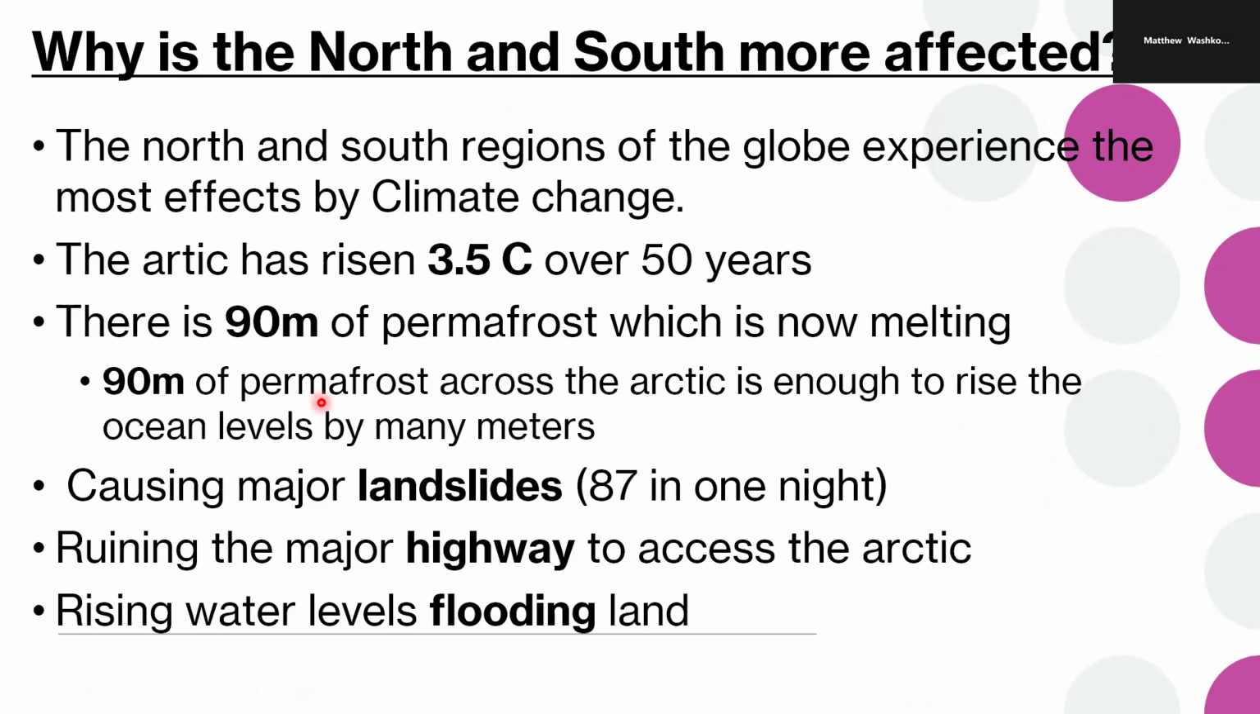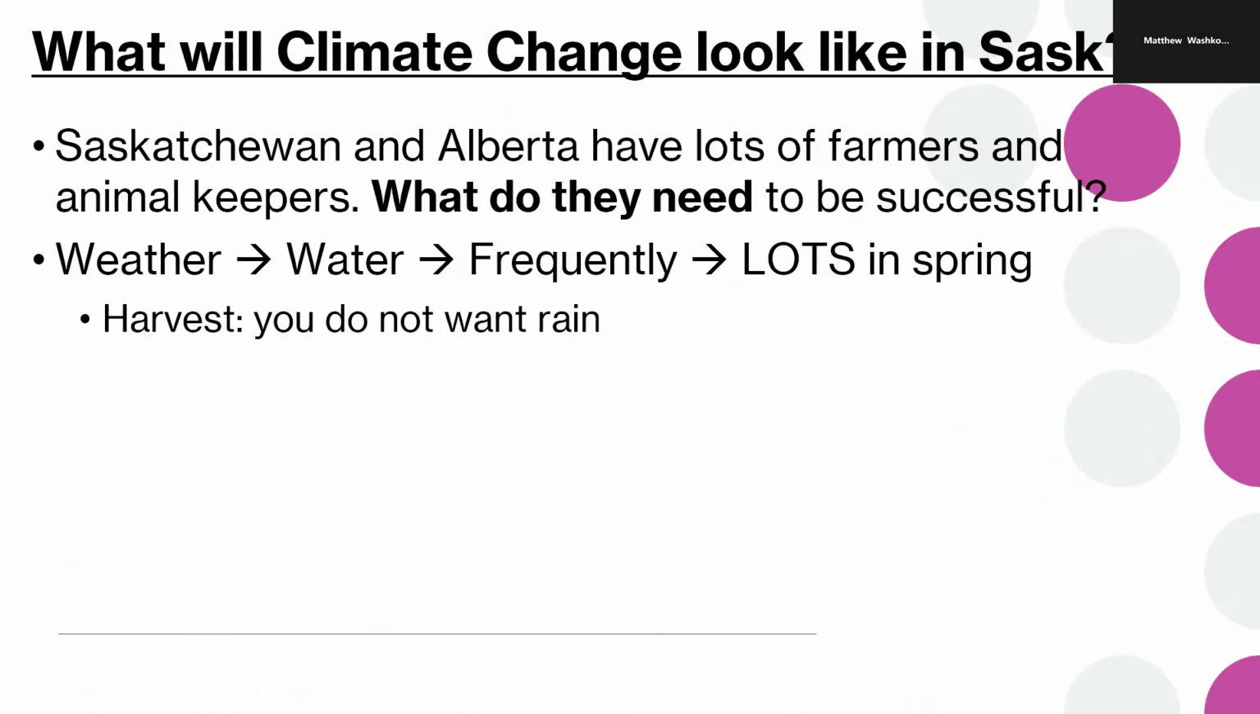We're going to look at that. We're going to see, for example, Vancouver, how that's going to basically no longer exist at some point. We can see landslides form because of this. We can see major highways. We're ruining the major highway to access the Arctic, that literally for us to get up north. And then again, we're looking at floodings of lands. So what does Saskatchewan look like?